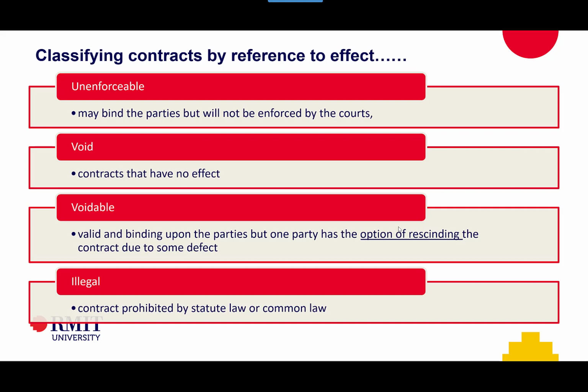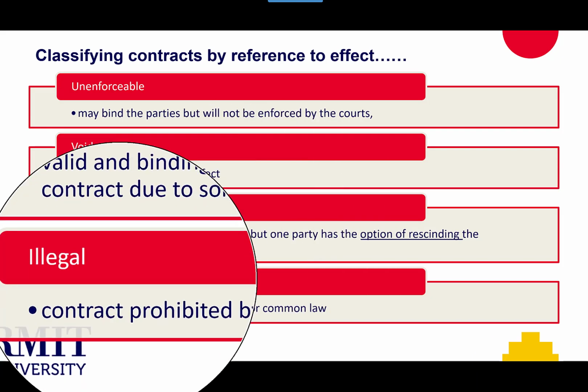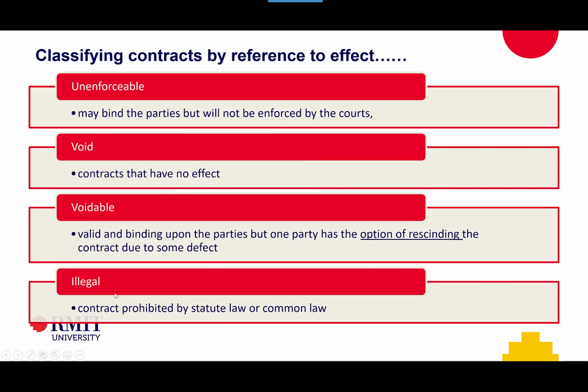You will do illegality, I believe, as a separate topic in advanced contract law. So there are some kinds of contracts that are illegal, so human trafficking, for example. Ken? Just a quick question about unenforceable. When they say may bind the parties but not enforced, I'm a bit confused. Like, what does that actually mean?